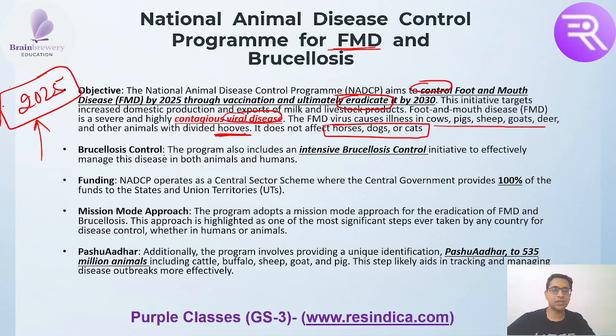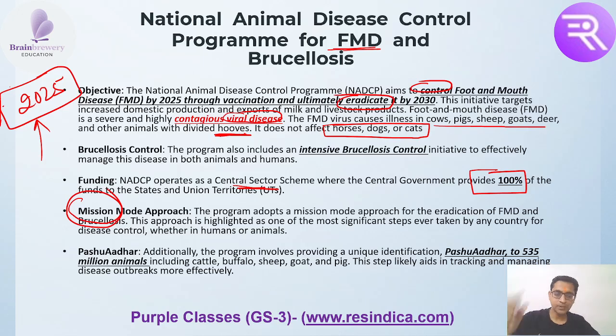Then we have brucellosis control. It is again a disease of animals and humans. So again, the government is running an intensive brucellosis control program in order to prevent this disease. Regarding the funding pattern, 100% funding is provided by the central government as a central government scheme, and the focus is mission based. That means the sole focus is on eradicating FMD and brucellosis.